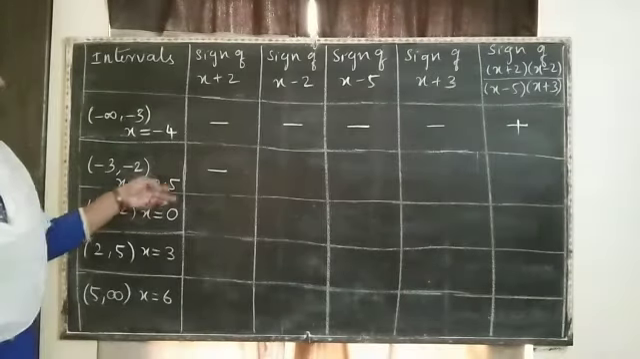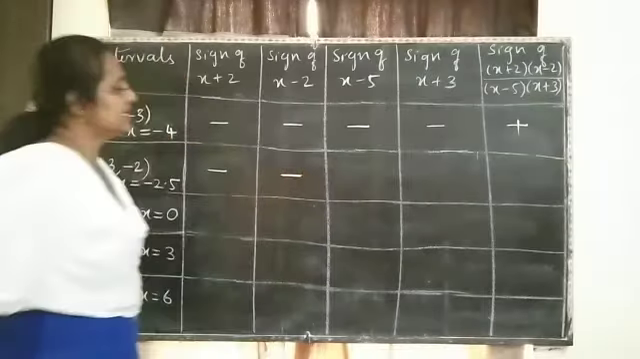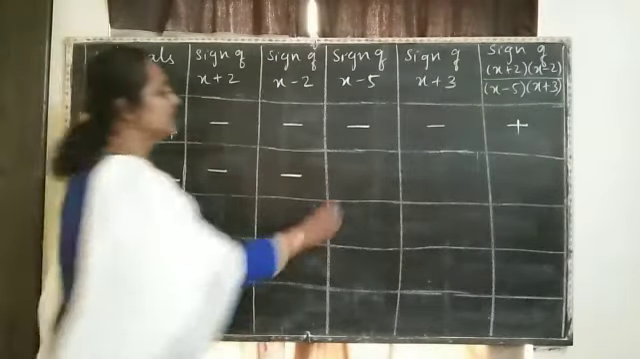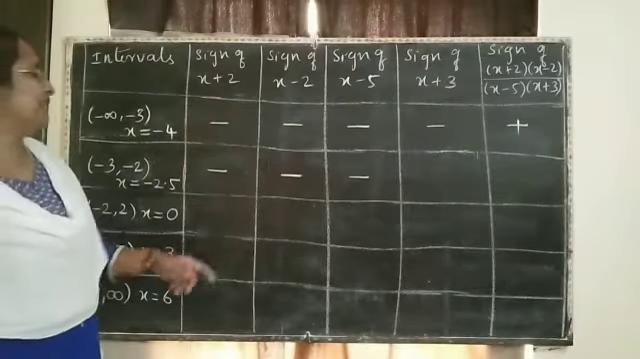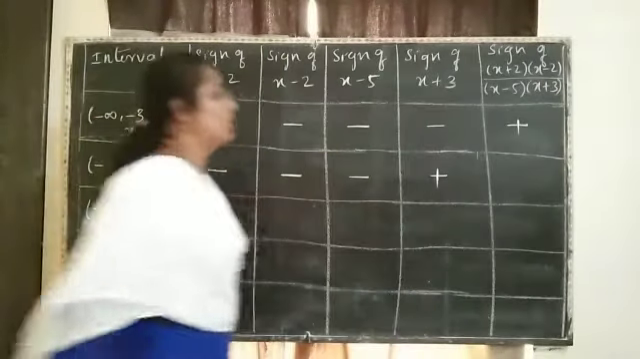Again, minus 2.5 minus 2 gives minus 4.5, again the sign is negative. Now minus 2.5 minus 5, again the sign is negative. Minus 2.5 plus 3 gives plus 0.5, so the answer is positive.